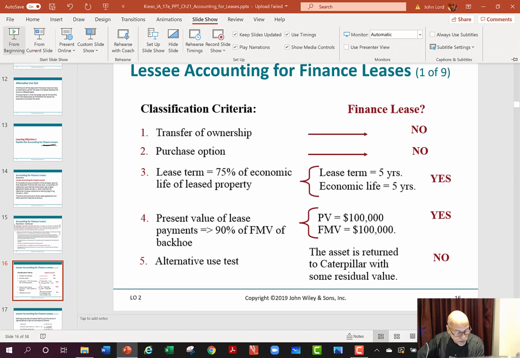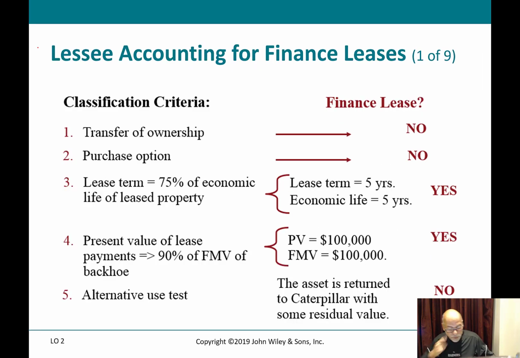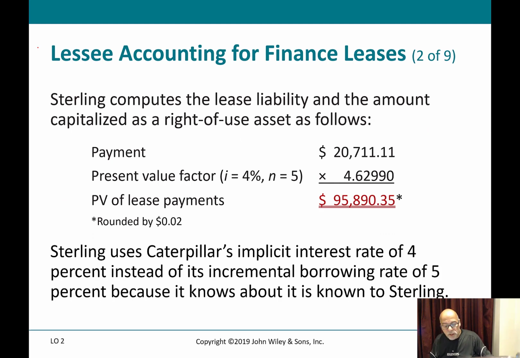Okay, so let's go ahead and take a look at the accounting now for the lessee. And you're going to see that the accounting is actually pretty straightforward. The first thing we need to do is figure out what is the present value of those lease payments? And remember, the problem told us it is $20,711.11 at the beginning of each period.